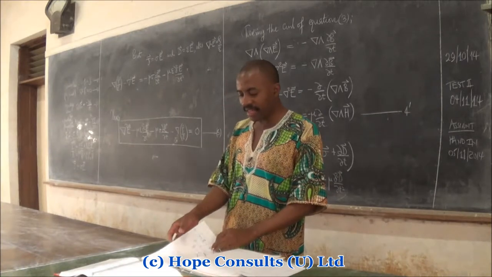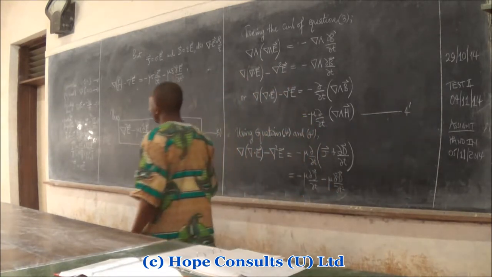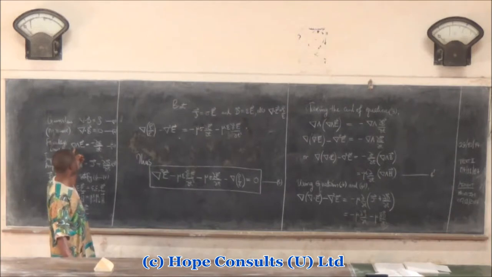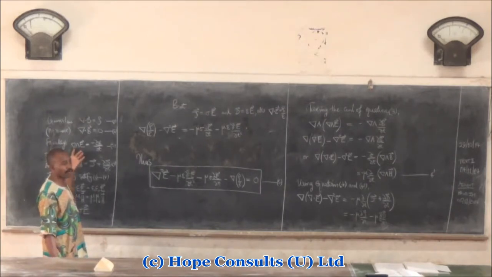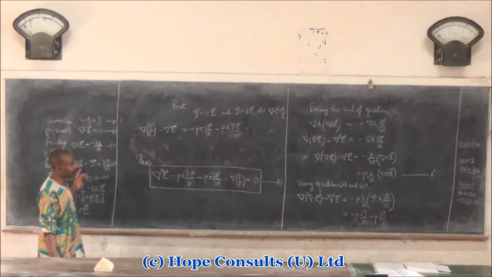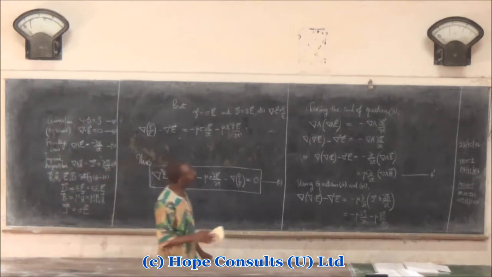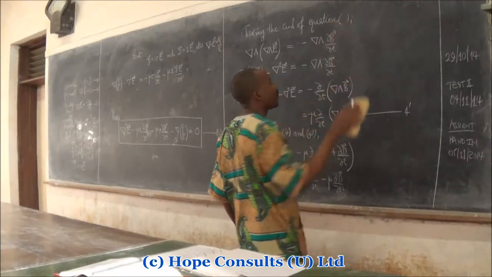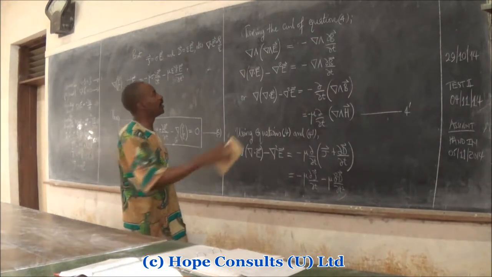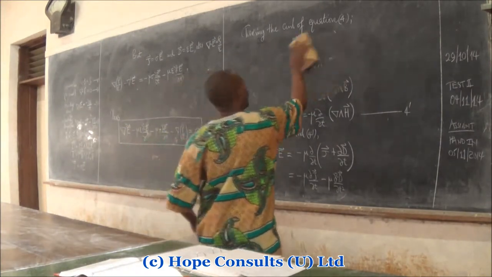Now consider the other equation, equation 4. We took the curl of equation 3 to discover the satisfaction of these equations by E. For looking at the satisfaction by H, we take the curl of equation 4. So taking the curl of equation 4, I will be having the curl of the curl of H.